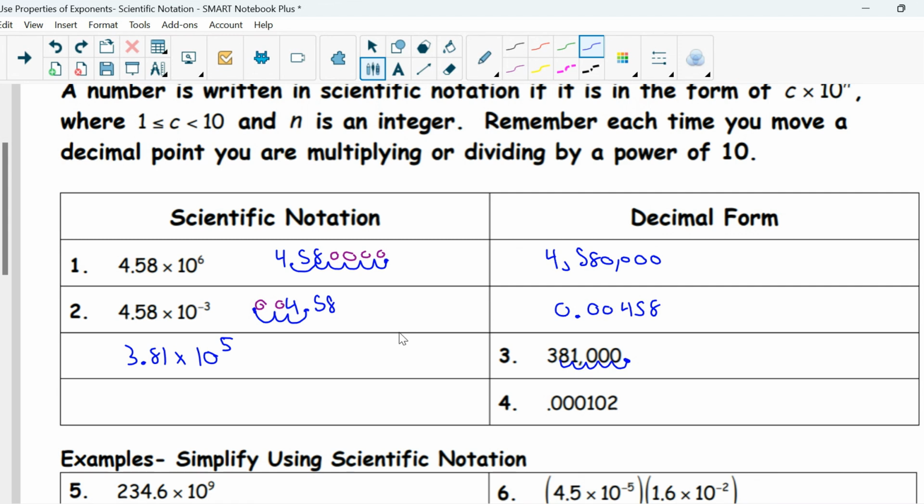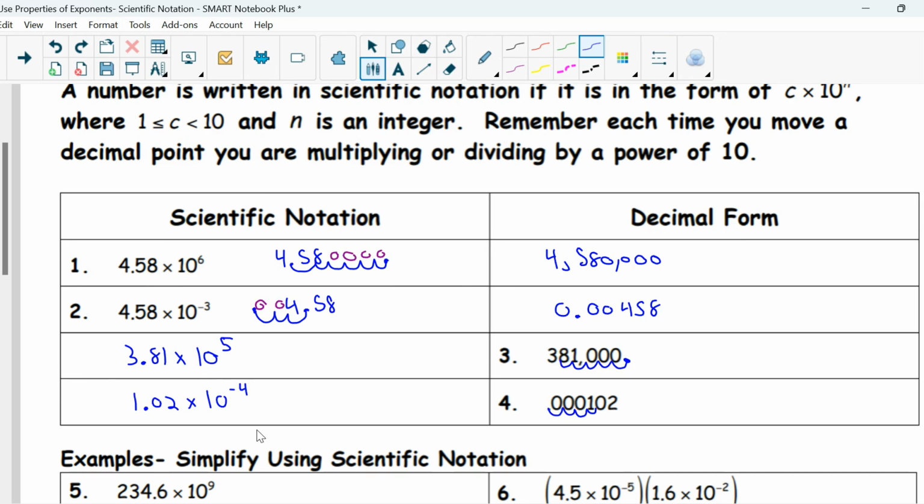Opposite goes with a smaller number. So for one like number 4 here, I'm going to move my decimal place to the right until I get a single digit number, 1.02. So I've got 1.02 times 10. I move my decimal place 1, 2, 3, 4 places to the right. So this would give me 10 to the negative 4th power.